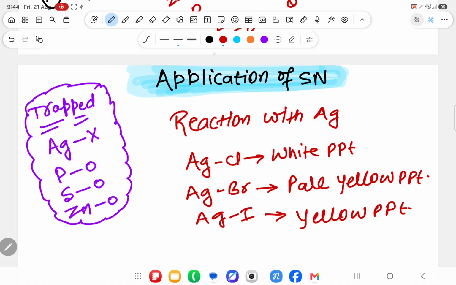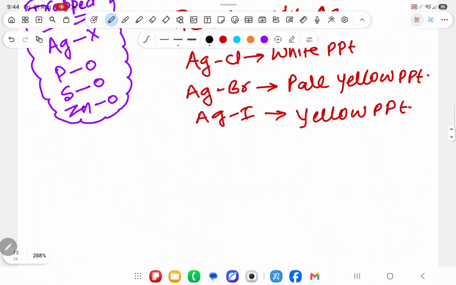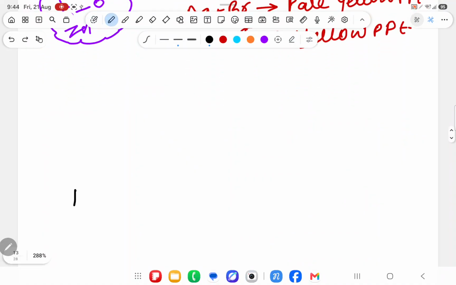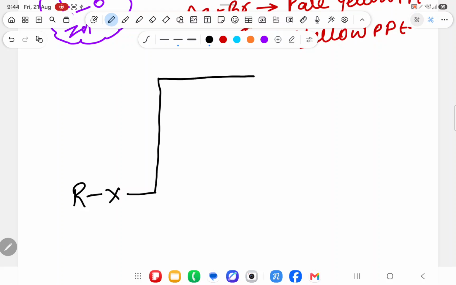Now we are going to start the application. In that application I have taken RX over here, alkyl halide, and that RX I am going to react line by line, and this reaction is very important. Some flow chart I am writing. Those who will understand this flow chart, for them the reaction will be very easy.